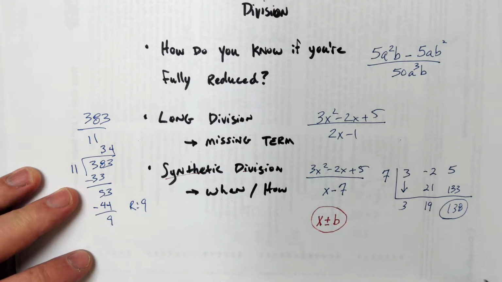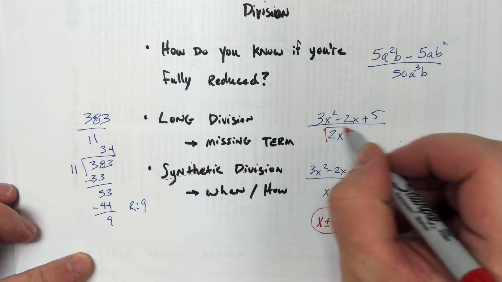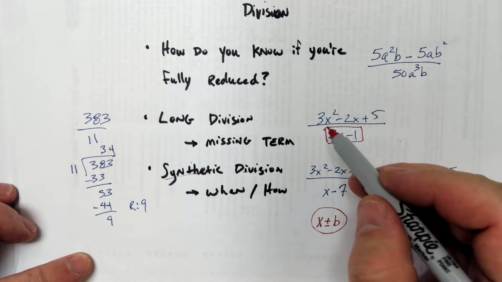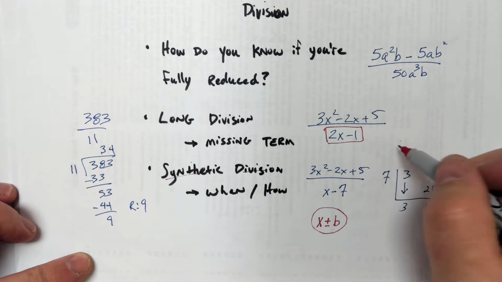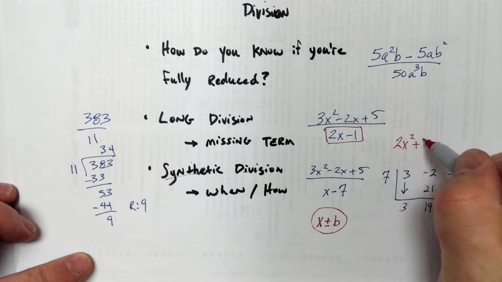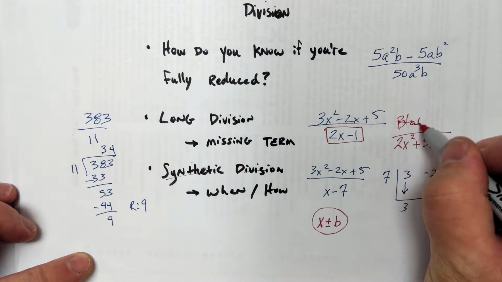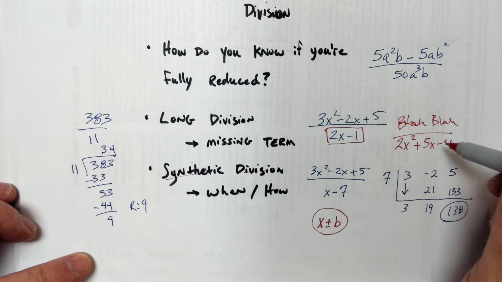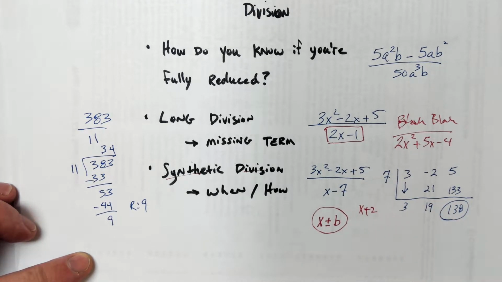We were dividing by something like this, so we could have used it. But if you were dividing by something like this, you have to use long division. There's no choice. Because you see, that's not just x plus or minus a number. It's 2x plus or minus a number. Or if you were dividing by an uglier polynomial like this, and you had a whole bunch of stuff up here, you have to use long division for this kind. But if it's just like x minus 7 or x plus 2 or something like that, you can use synthetic division. Synthetic division is beautiful.